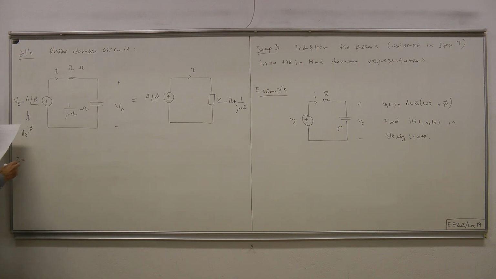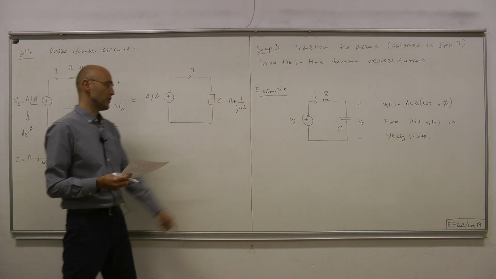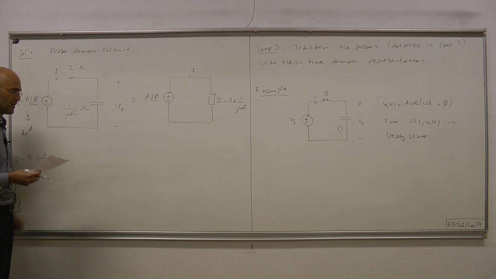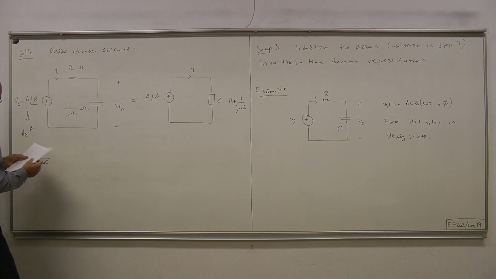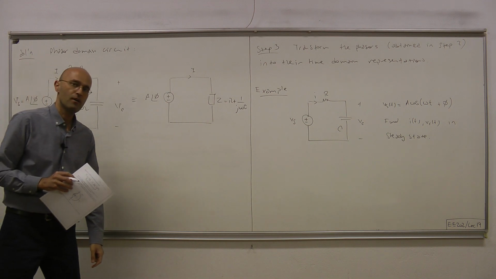Z equals R minus j 1 over omega C. So we carry this j upstairs. That's why we have a minus sign here. And let's write this complex number in polar form.